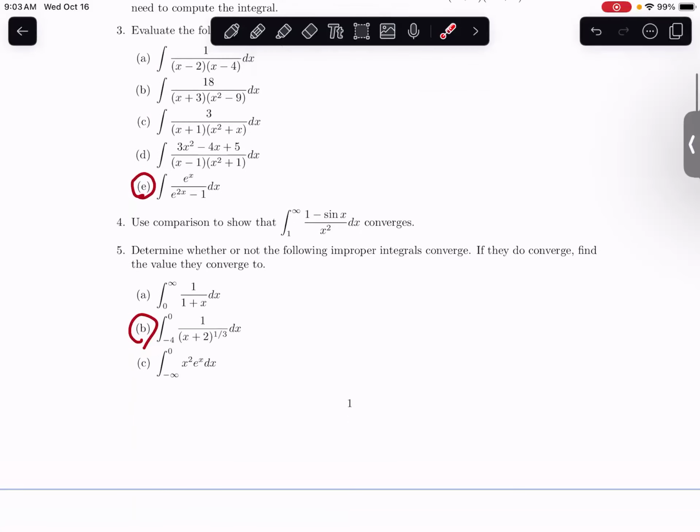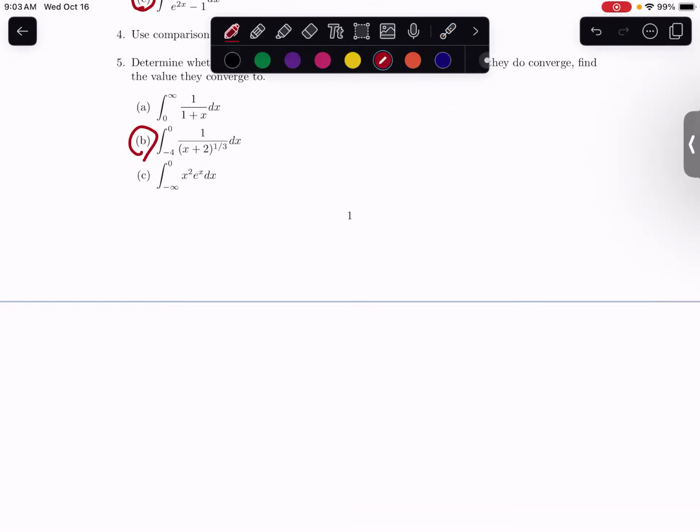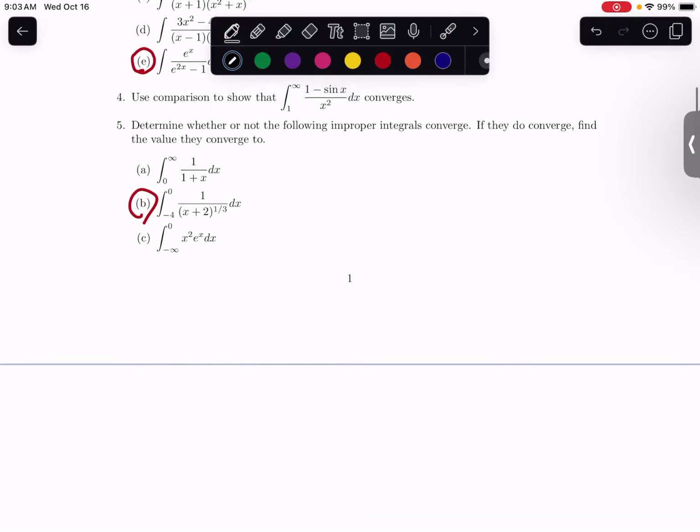Okay. Yeah, so for problem number 4, it wants you to use comparison to show that the following integral ends up converging. I'm not really sure if I'm going to include the comparison test or not, but it could show up. Maybe it'll show up, maybe it won't. I don't know yet. And so this is the integral that's given to us. So this is problem 4. We have the following integral. We have the integral from 1 to infinity of (1 minus sine of x) over x squared dx.